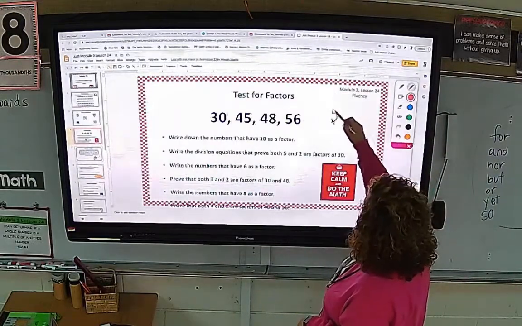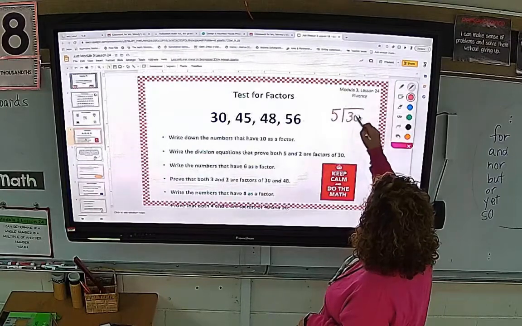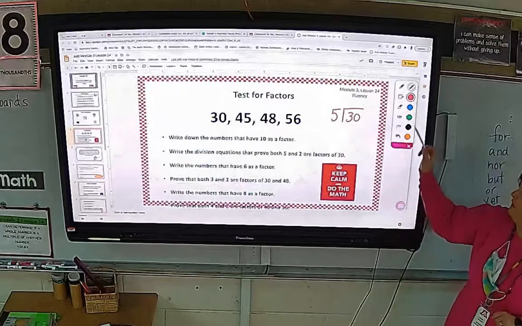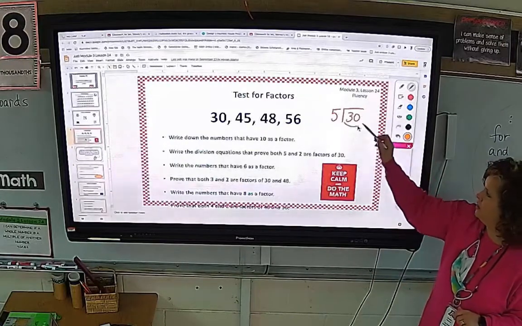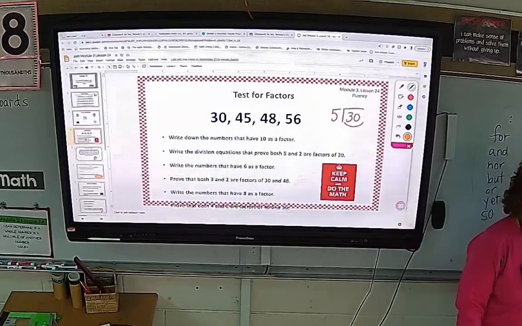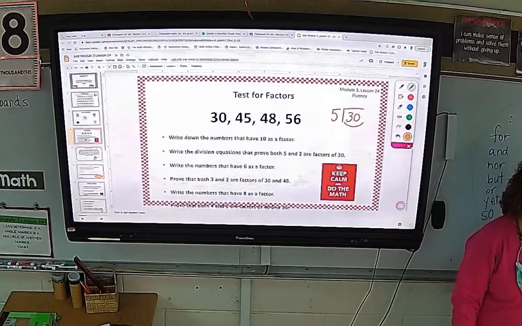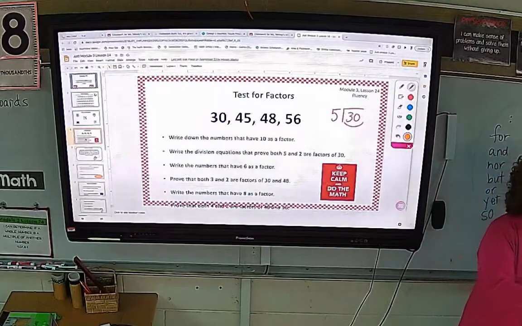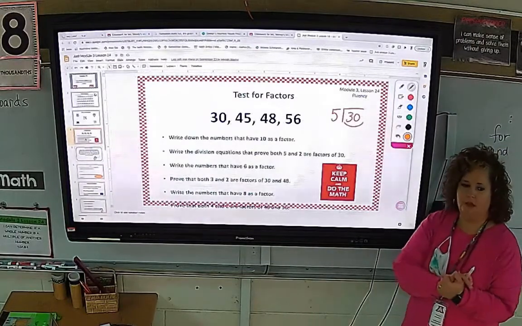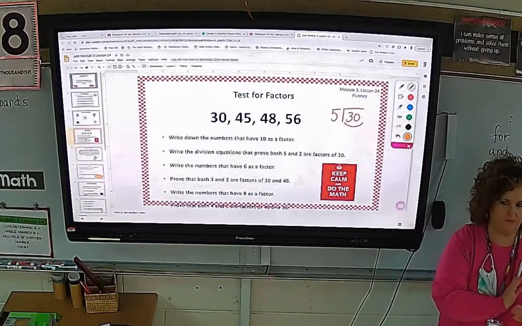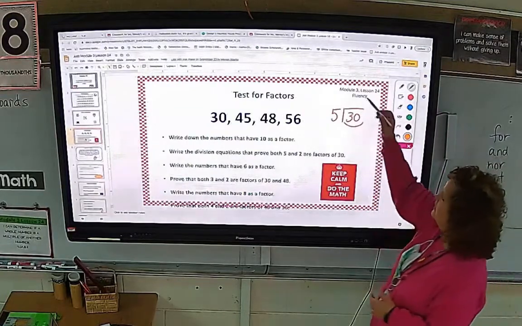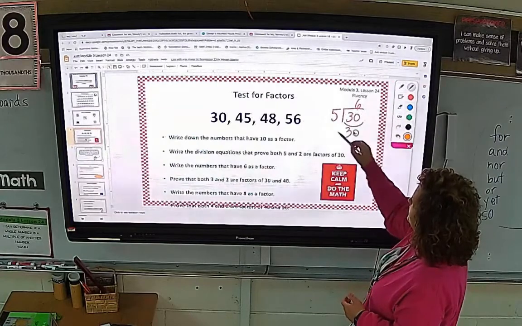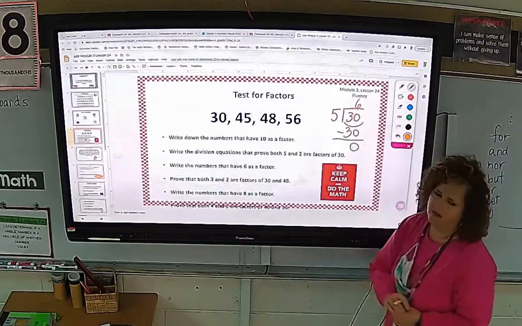Okay, if we did 5 into 30, or 30 divided by 5, we cannot get a group of 5 out of 3. So we've got to look at it as a whole number. But think about your multiplication fact families. What do we know about 5 and 30? What number is missing? How many 5s can I get out of 30? Yeah, 6. 5 times 6 is 30, so we can subtract that and know it goes in there evenly.